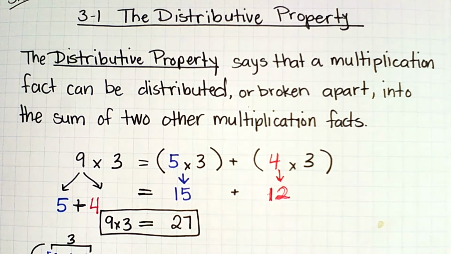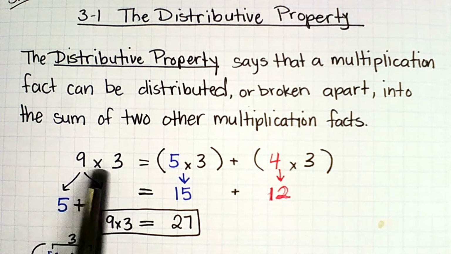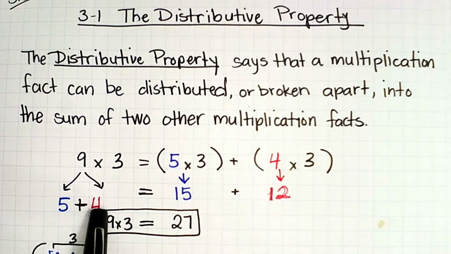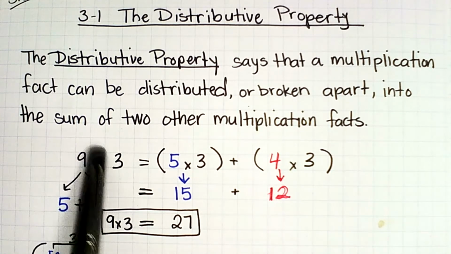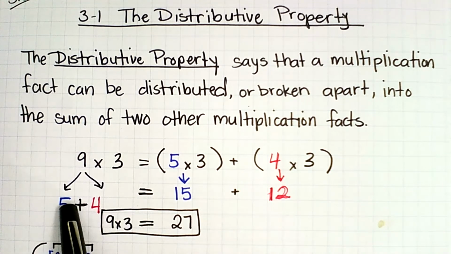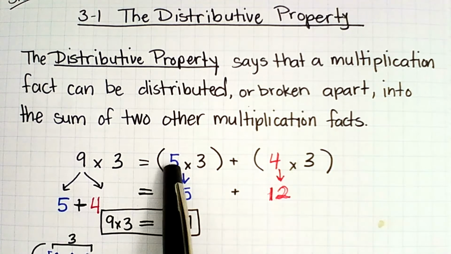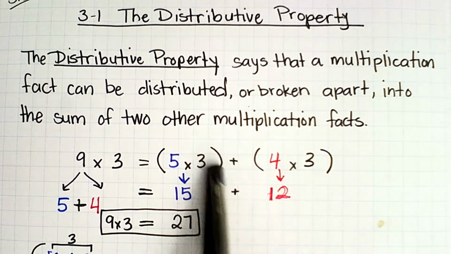Maybe I don't know my 9 times tables all that well yet, and I'm not sure what the answer is. So I know that I can break apart 9 into 5 plus 4. 5 plus 4 equals 9. So I pick one of my numbers and I break it apart. Now I can do the parts times 3. I can do the 5 times 3, and I can do the 4 times 3, and I can find the sum, or add those two together, to find the answer.